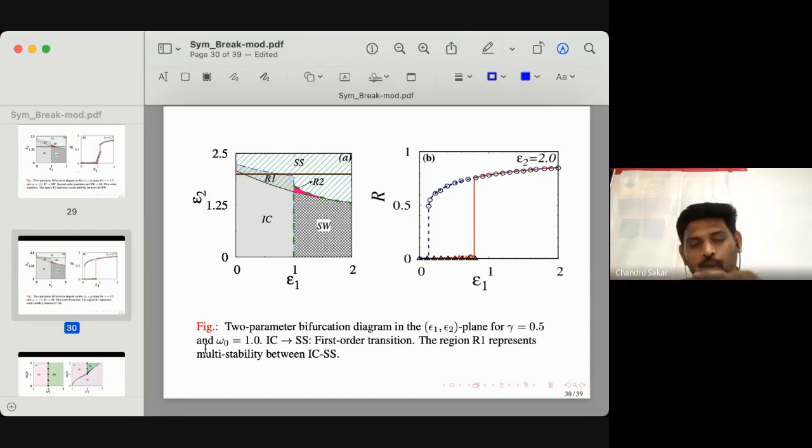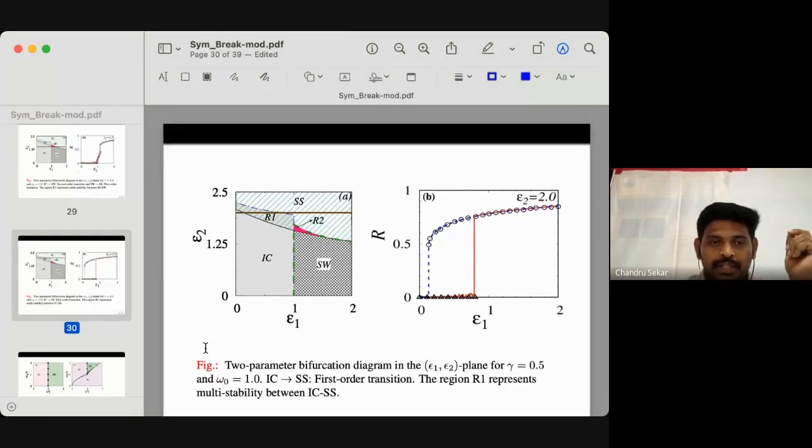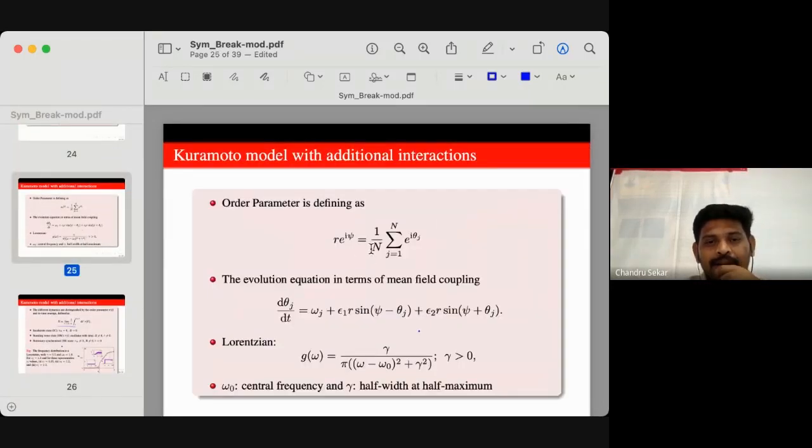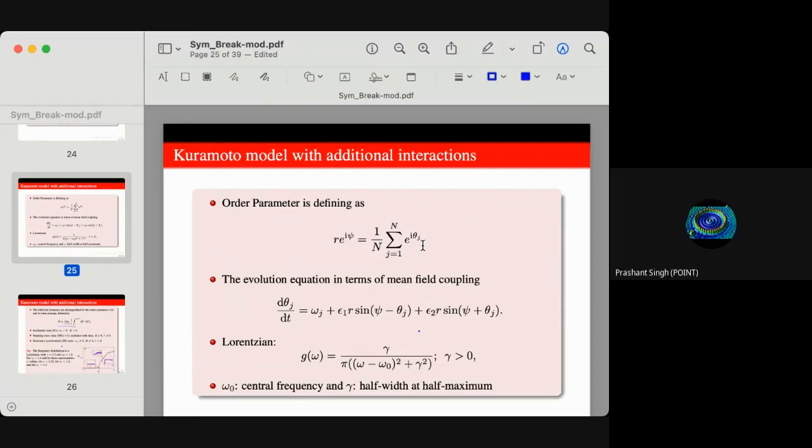To get more clarity, you have to introduce the higher order parameter. Instead of taking the summation of e to the power i theta j, you take e to the power i 2 theta j and so on. In that situation, even when you have anti-synchronization, the order parameter takes the value 1. Is it clear? Yes, sir, it is clear now.